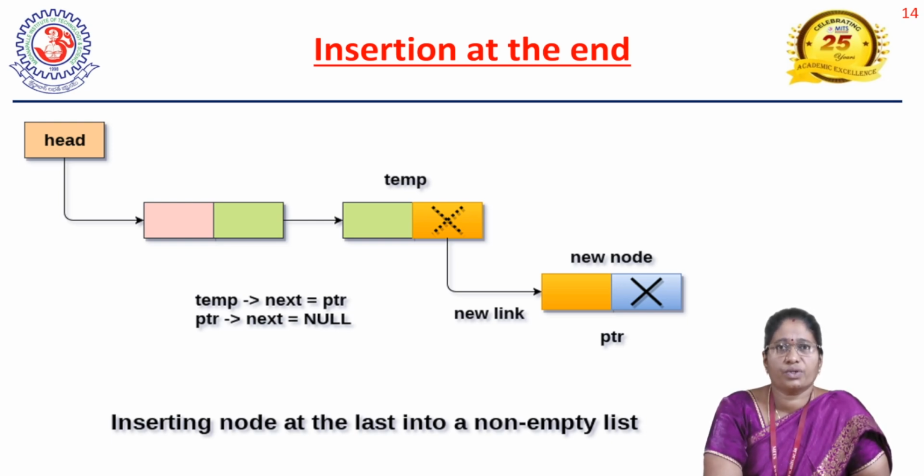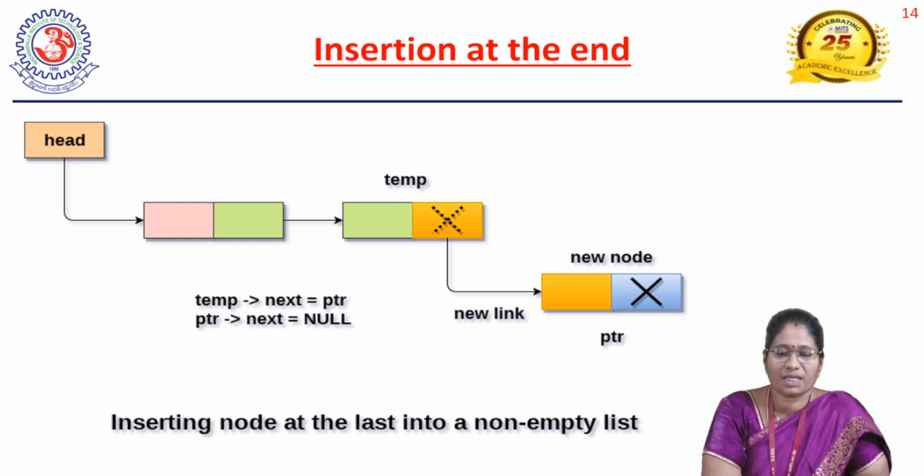Now you have to create a new node. After creating that, you have to assign your value. Make its pointer null, put a cross mark for the null statement. Whatever node we are going to give, we have to give it the name pointer.